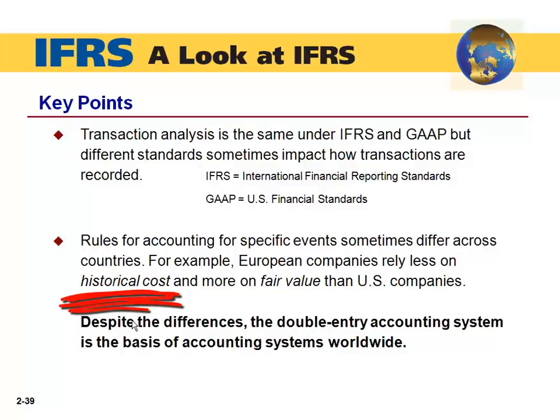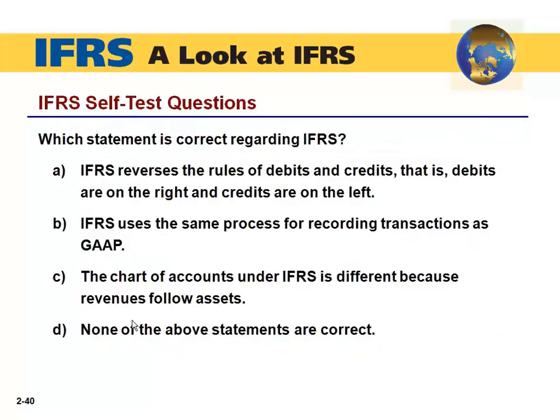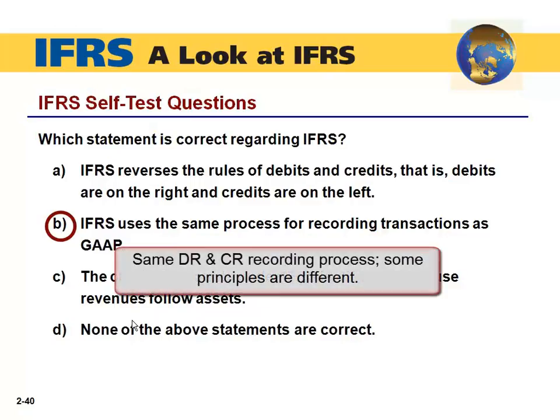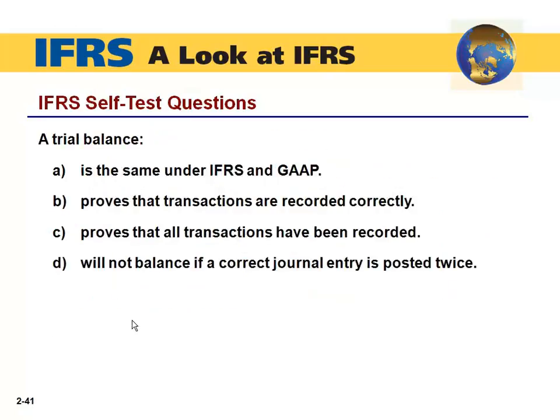U.S. companies primarily use historical cost to record the acquisition of assets, and it stays at historical cost. European countries allow some increases to the value of those assets to be booked over time. That's one of the differences between international and U.S. standards at this time. Both use the same process for recording transactions. Trial balance is the same under international financial reporting standards and U.S. GAAP.